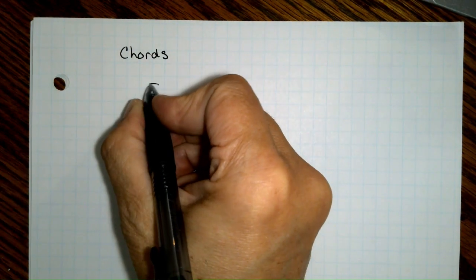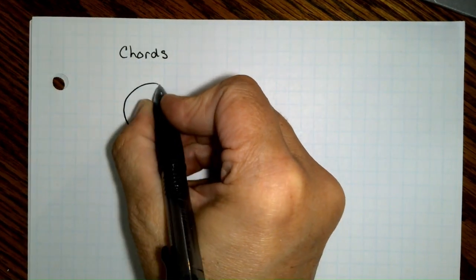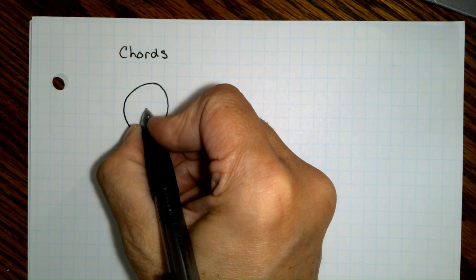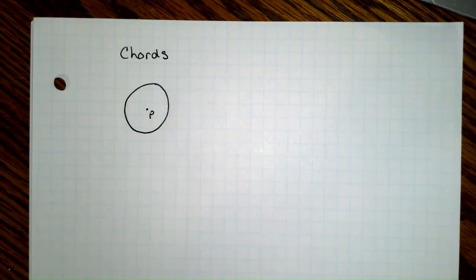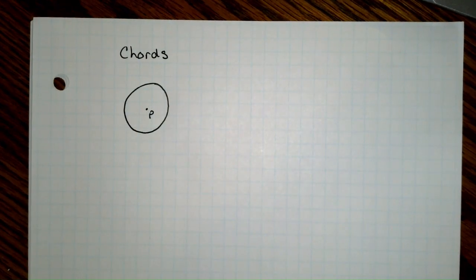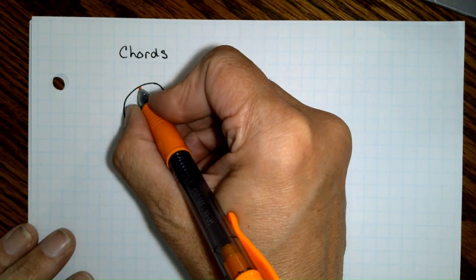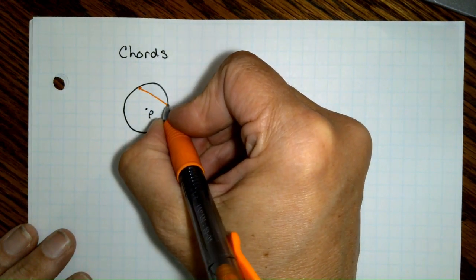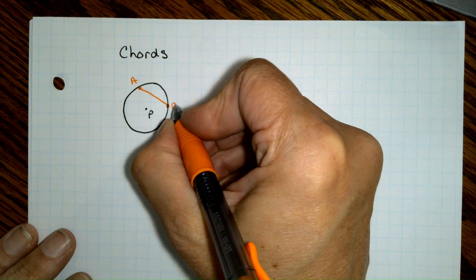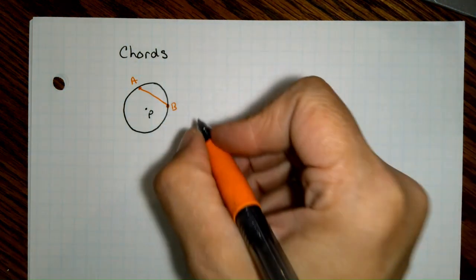Welcome to my video on chords, and no, we're not talking about the chord you use to plug in your phone. We're talking about a geometric chord. So I'm going to rough sketch this so I don't have a really big circle. So here's a circle. We've got to have a point in the middle of it, right? And normally we draw like a radius or a diameter or something like that. Well, a chord is any segment who has endpoints on the circle. So AB happens to be a chord.